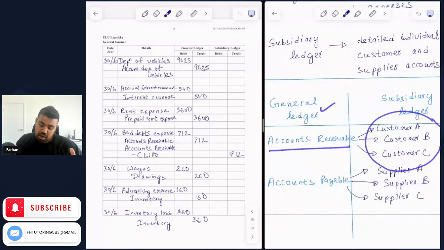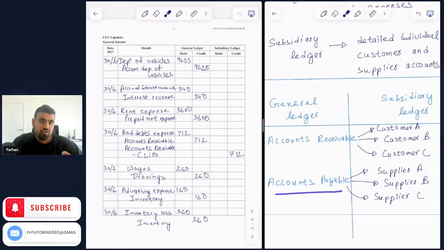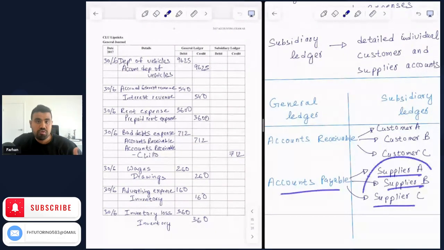Now, the same thing is applicable for the accounts payable. In the general ledger, we show the total transactions, the summary of all the transactions that we have done with all the credit suppliers of the business. If you were to look into the subsidiary ledger, then you will find separate supplier accounts. And let's say in this case, we have 3 credit suppliers. So in the subsidiary ledger, you're going to have 3 separate accounts for 3 credit suppliers. And the total of all the transactions we have done with all these 3 credit suppliers will be reported as a summary within the accounts payable ledger account that is prepared within the general ledger.